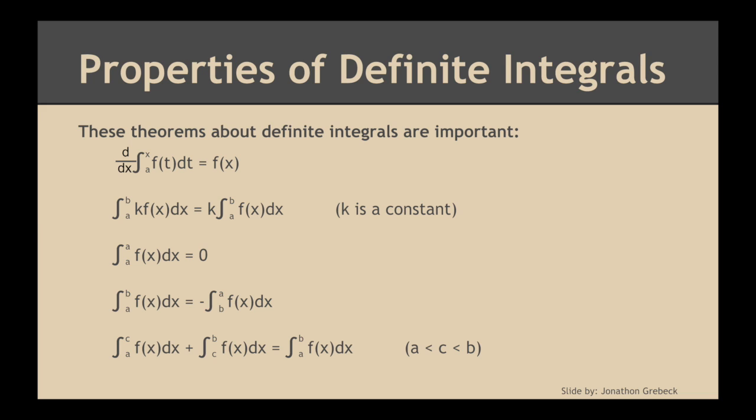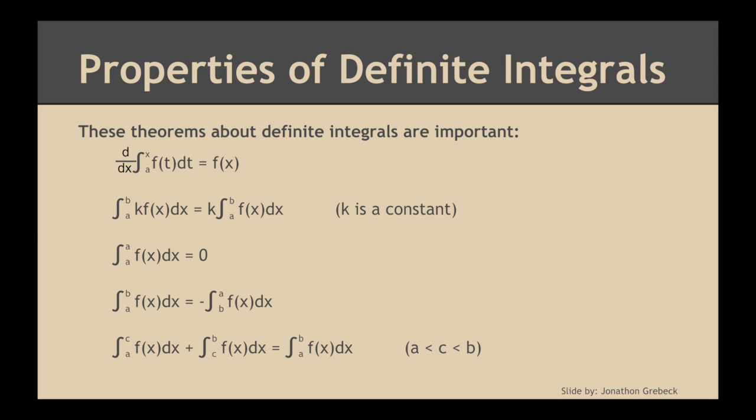Properties of definite integrals. These theorems about definite integrals are important. The first theorem states that a derivative of an integral of a function is always equal to that function. The second theorem states that a constant times a function within an integral can always be pulled out in front of the integral. The third theorem states that any integral with equal limits of integration is always equal to 0.